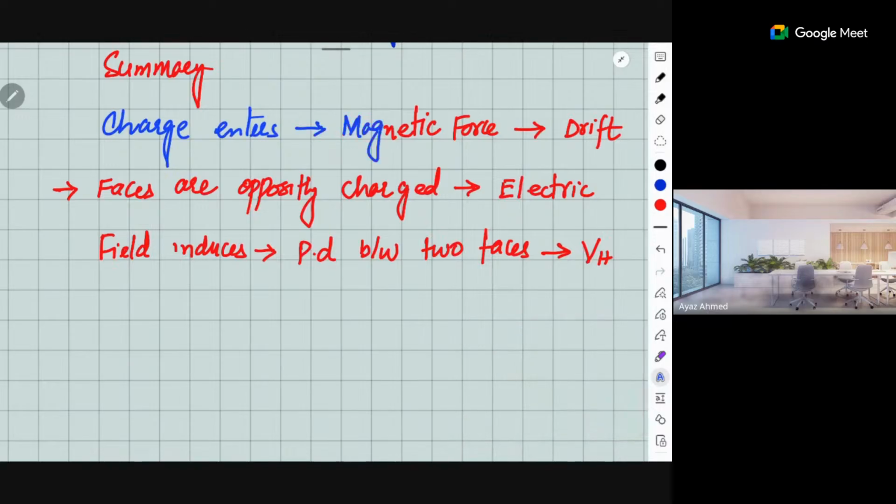The charged particle enters the magnetic field, where a magnetic force acts on it. It causes drift, and that drift is in opposite phases. That is why opposite charges are induced on these two opposite phases, and an electric field is developed. Due to that electric field, there is a potential difference, and that potential difference is called Hall's voltage. Is this clear to everyone?